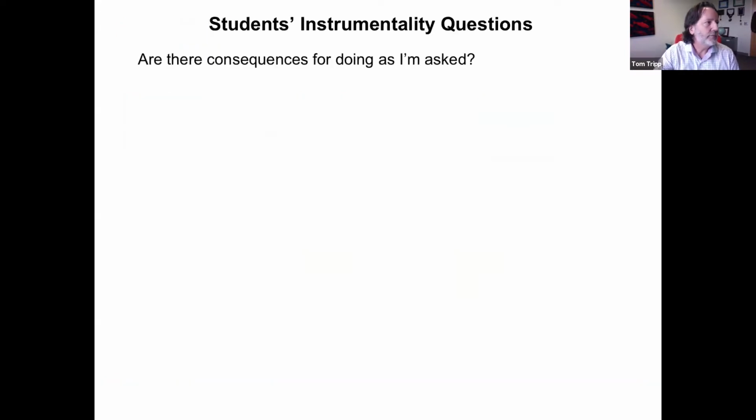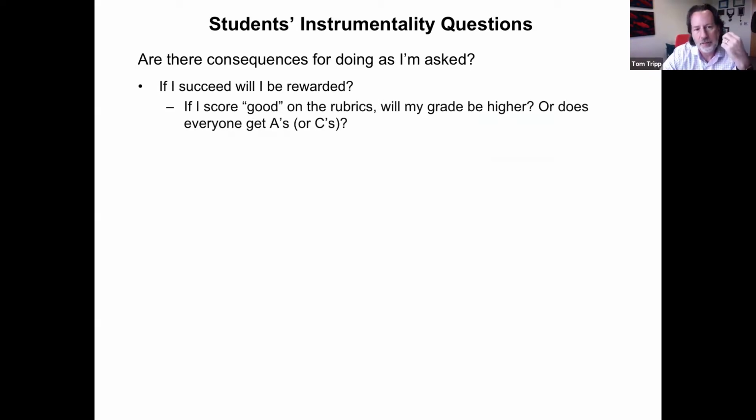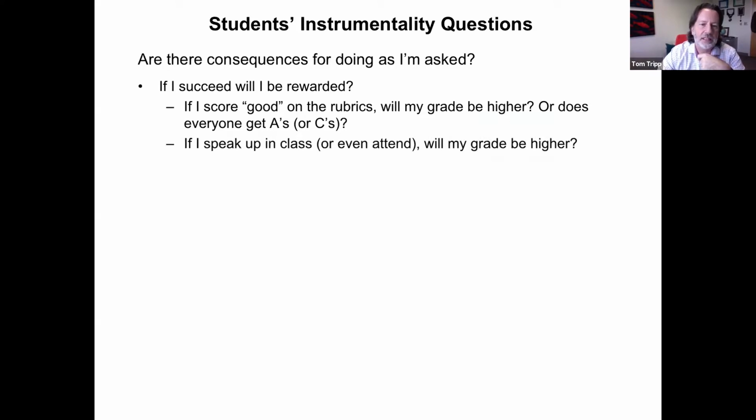Now, let's apply this theory to students. If a student would ask in terms of instrumentality, are there consequences for doing as I'm asked? In other words, a student may ask, if I succeed, will I be rewarded? For example, if I score well on the categories in the rubric, will my grade be higher? Or does everyone get A's? Or does everyone get C's? If I speak up in class or even go to class, will my grade be higher? If I attend class, will lecture material be on the exam or needed to write a paper?